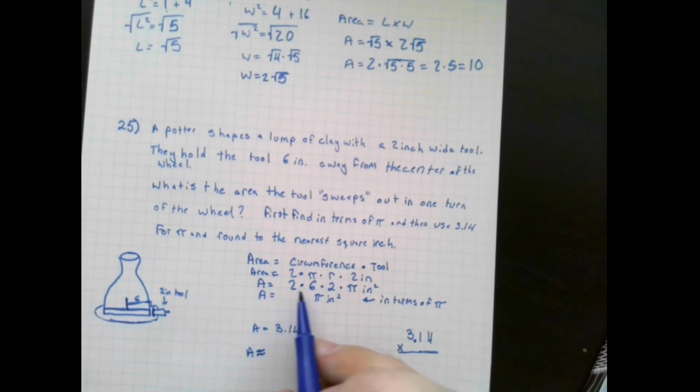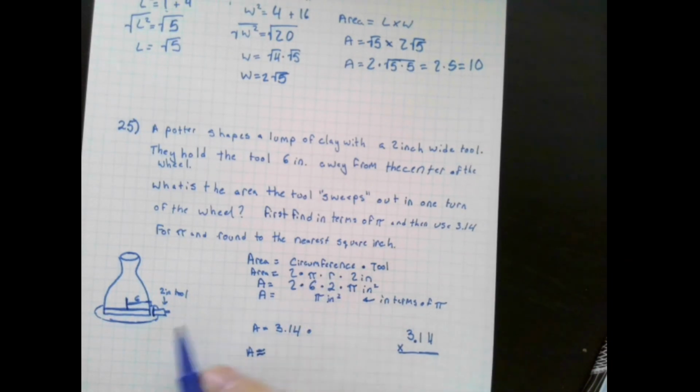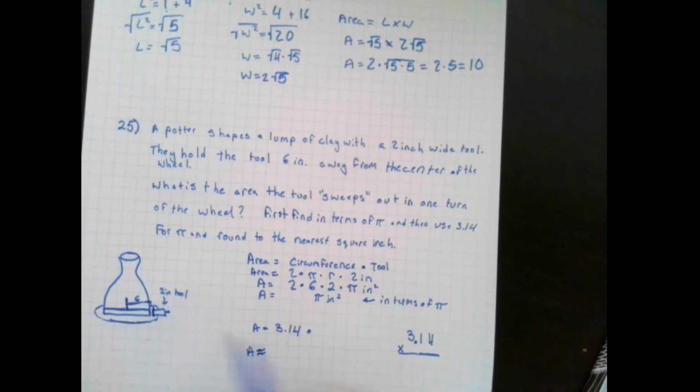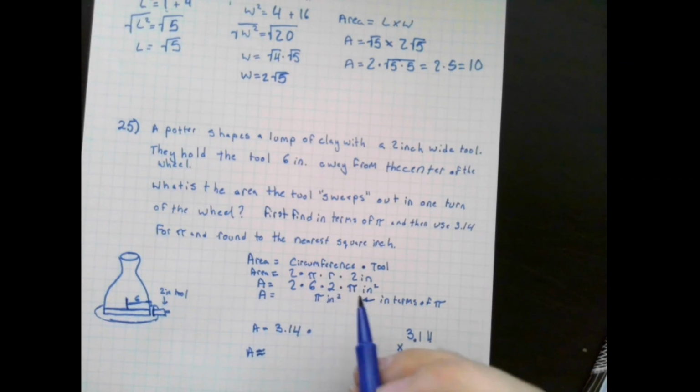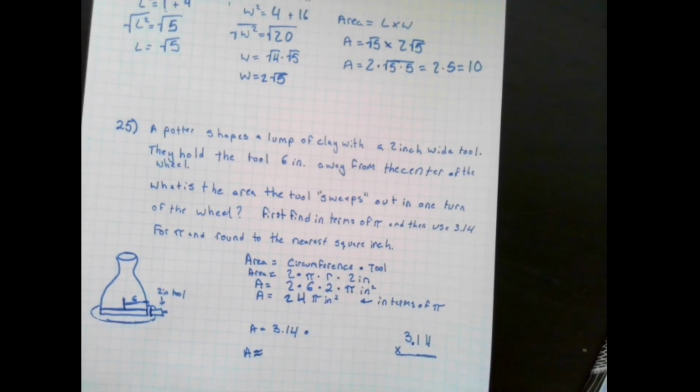Now, 2 times pi times r is the circumference. This radius is 6. So we're going to multiply that by the tool, which is 2 inches. So we're going to have 2 times 6 times 2 times pi. Now, 2 times 6 is 12, times 2 is 24, which will give us 24 pi inches squared.